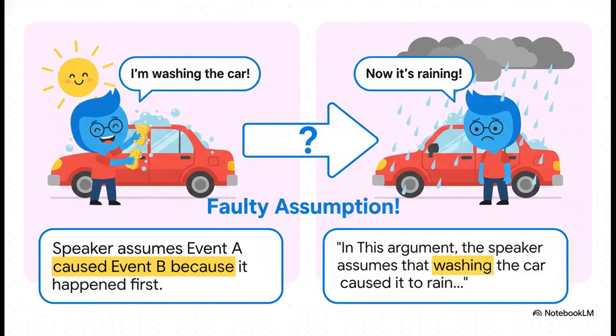Now for our car wash example and the false cause fallacy. Here's how the template sounds. In this argument, the speaker assumes that since the rain happened after the car wash, the car wash must have caused the rain. This is an example of false cause. This is a logic failure because two events happening in sequence doesn't prove one caused the other. It's just a coincidence. Again, you're zeroing in on that flawed assumption.